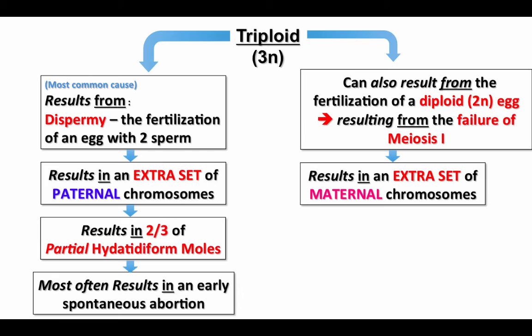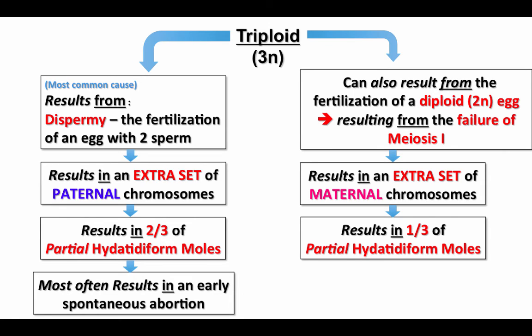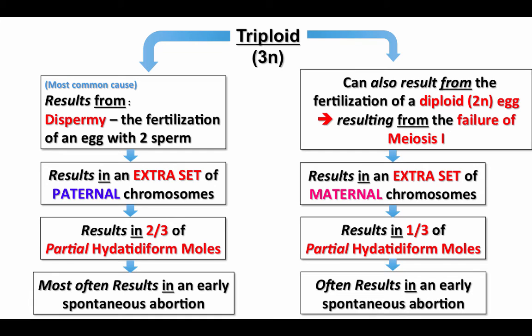All right, and the eggs are from mom, right? And so you're going to have your extra set of chromosomes from mom. They're going to be maternal chromosomes. And this is going to result in the other third of partial Hydatidiform moles, okay? Which also result in early spontaneous abortions.